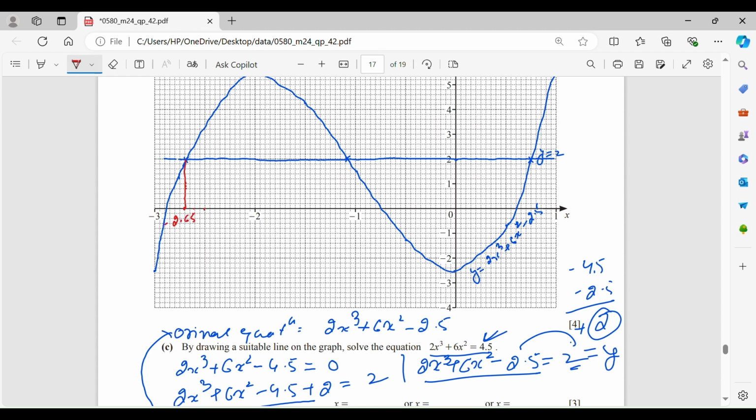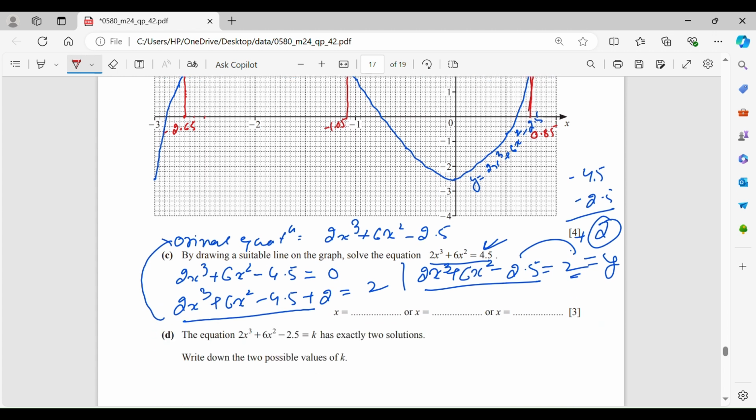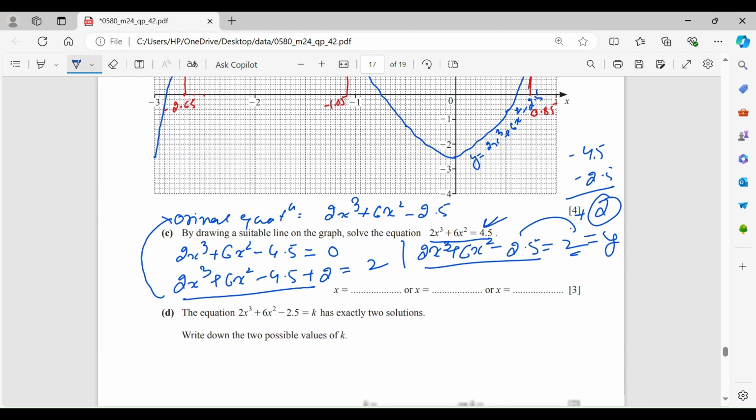Here it is minus 2.65, and the other is this, approximately minus 1.05, and the other will be this, 0.85. So we have already found x, and we can write these values: x will be minus 2.65, or minus 1.05, or 0.85, right?